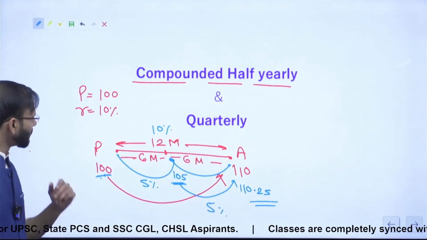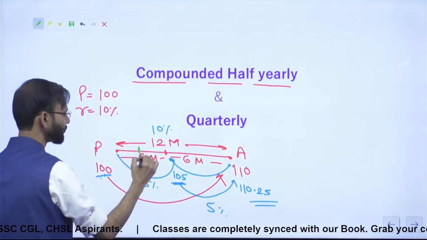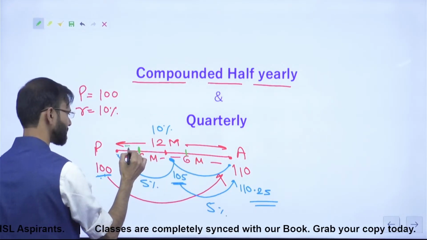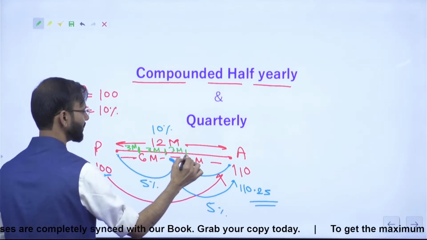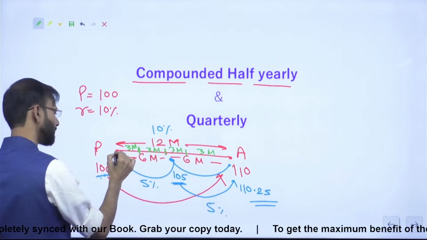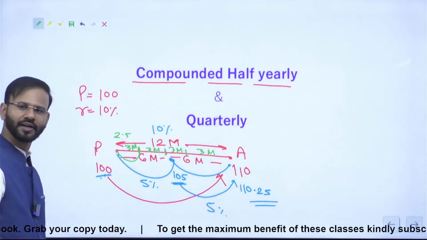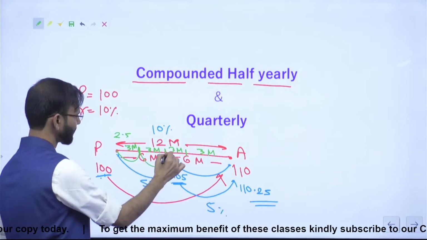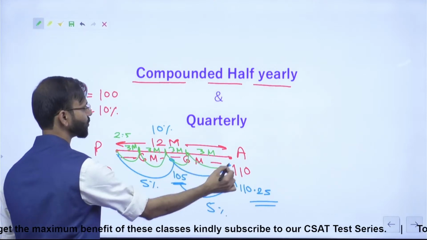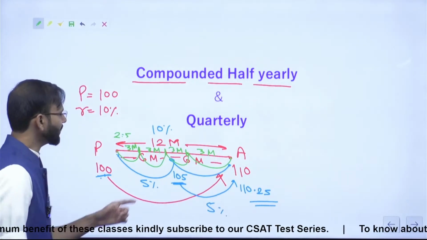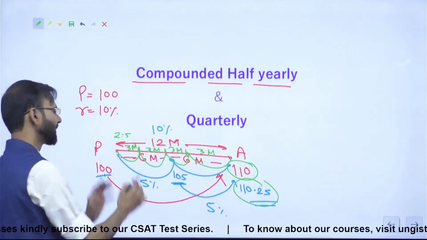Now, if the compounding is being done quarterly, then how many quarters do we have? 4 quarters, right? So 3 months is 1 quarter, this is another quarter, this is the 3rd quarter, and this is Q4. First compounding will be done here at the rate of 2.5%. Then the next compounding will be done here, again 2.5% of this will be added. Then 2.5% of this and then 2.5% of this. So here you will get the least interest, here more than this, and here the most.